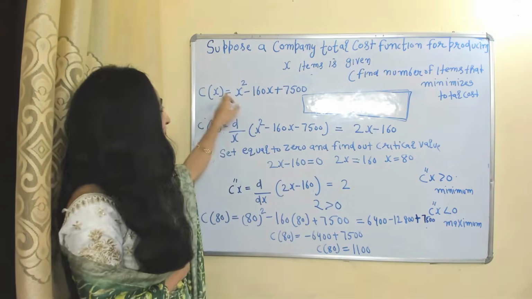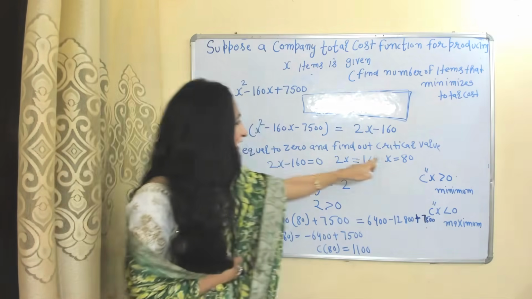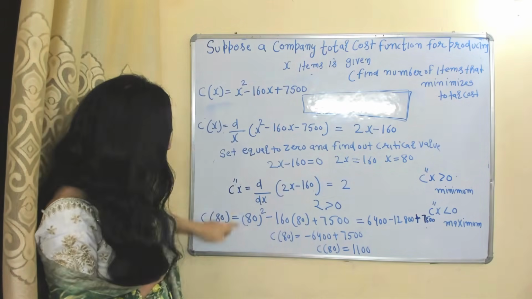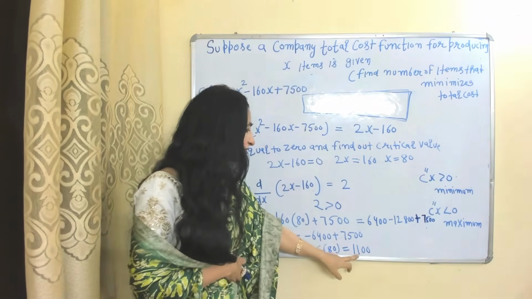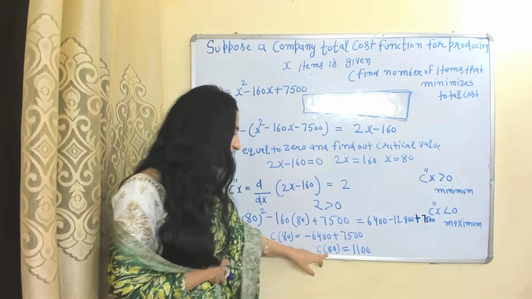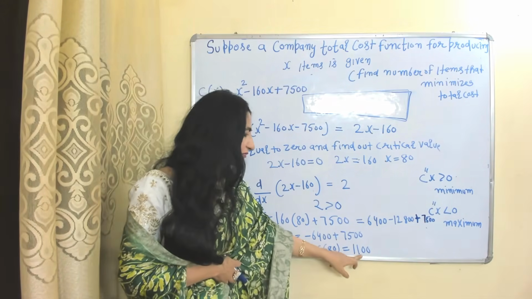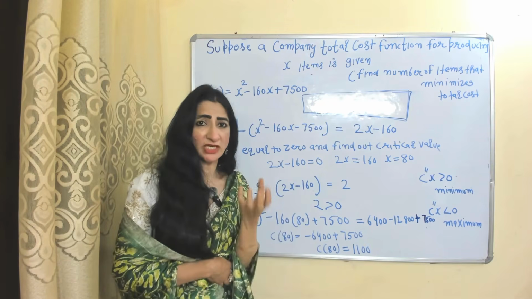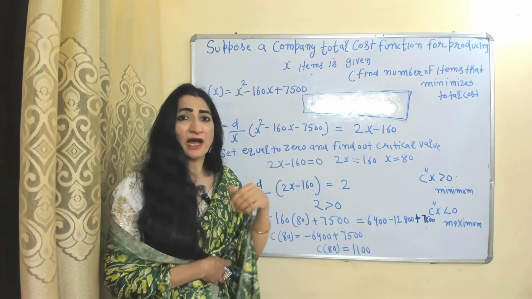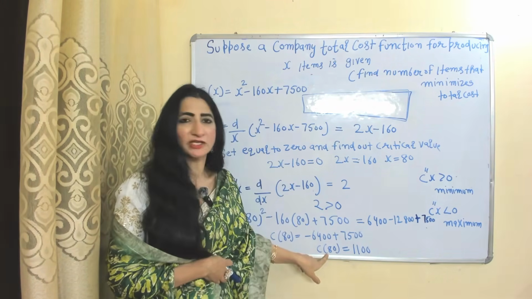Now in place of x we will put 80 units. So in place of x we put 80 units and solve this, it will become equal to 1100. That means at 80 units our minimum cost is 1100, or you can say that in order to achieve minimum cost output, a firm should produce 80 units.